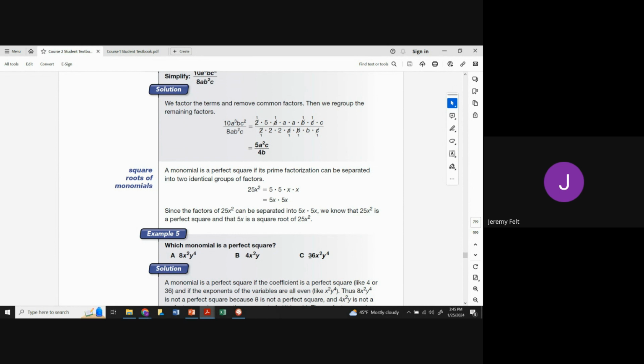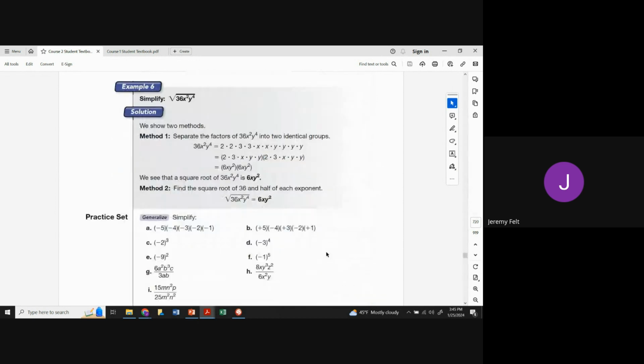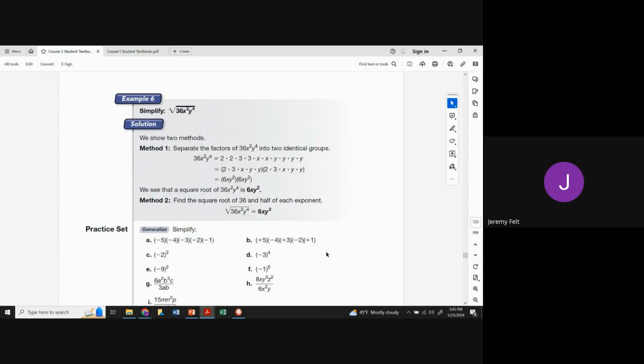36, so 6 times 6. X squared, x times x. Y to the power of 4, y squared times y squared. So that one does work out to be true. Okay, and then we can break it apart by taking the square root.